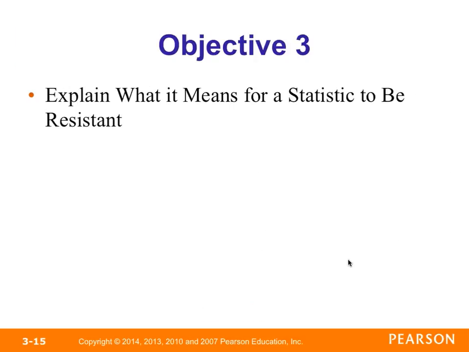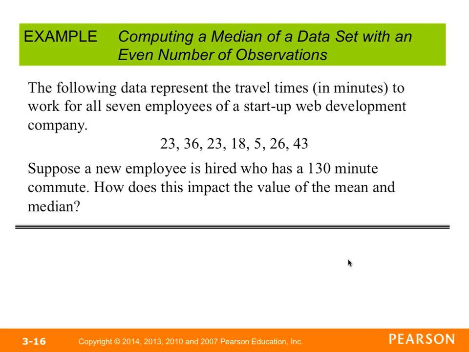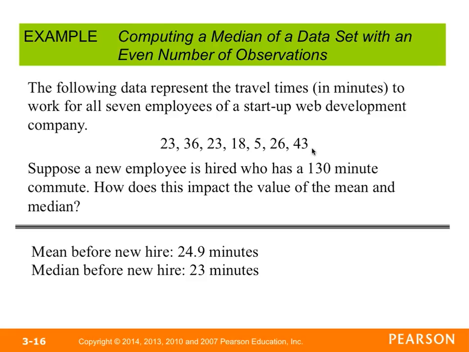But one thing to point out is the meaning of resistant. This data represents the travel times, okay? Let's suppose that a new employee is hired who has a 130-minute commute. What is the impact of the value on the mean and the median? 130 minutes is clearly much, much higher than any of these other observations. It's probably going to be an outlier.